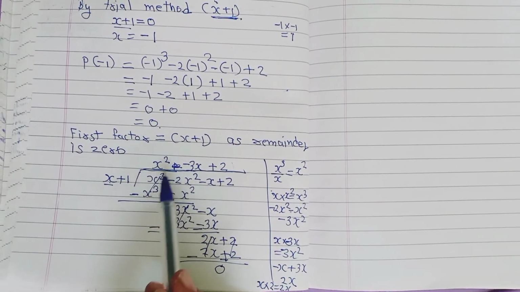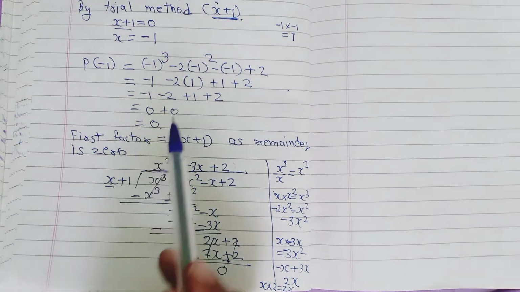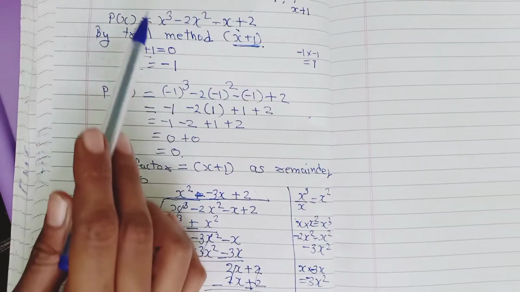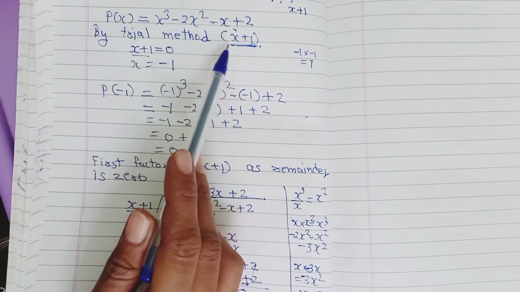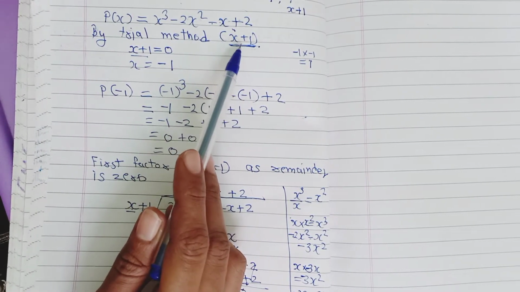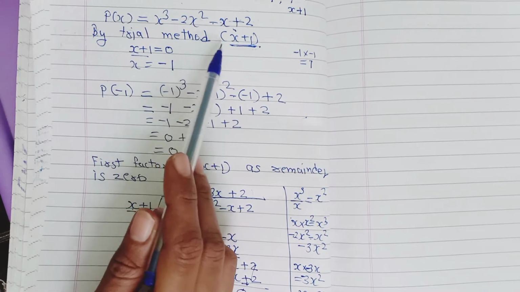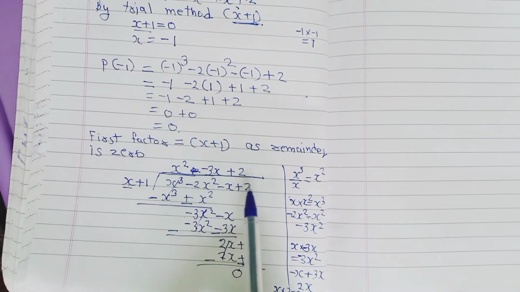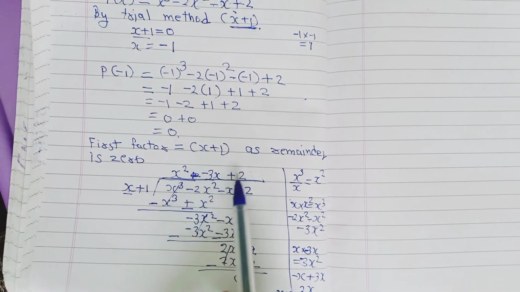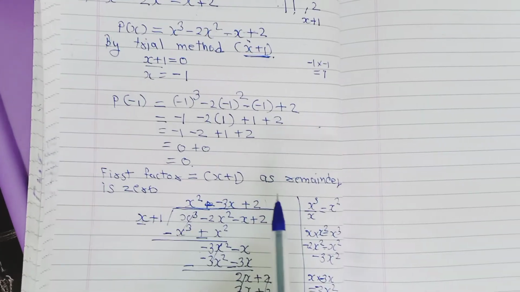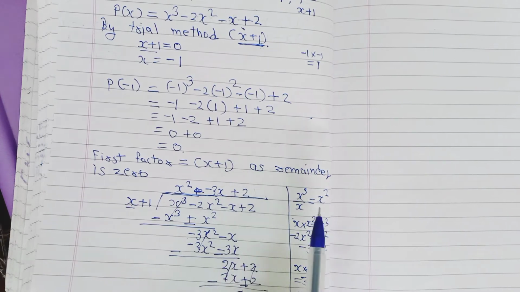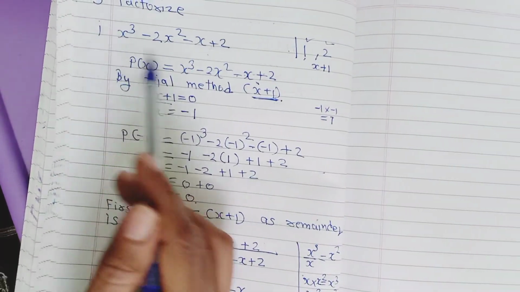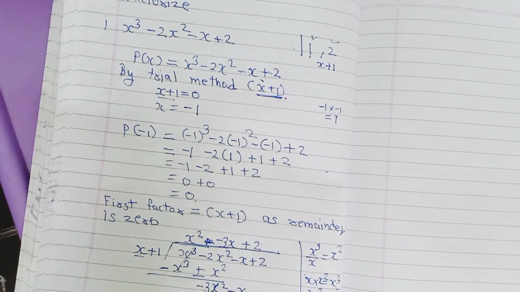So what have we got here? We have got a quadratic polynomial. What we did is we divided the polynomial that was given to us with the factor that we found with the help of the trial method. And then after dividing, we got a quadratic polynomial here. So this quadratic polynomial, now we will factorize, and we will get 2 more factors. So this is how you do the factorization in a bigger or cubic polynomial.